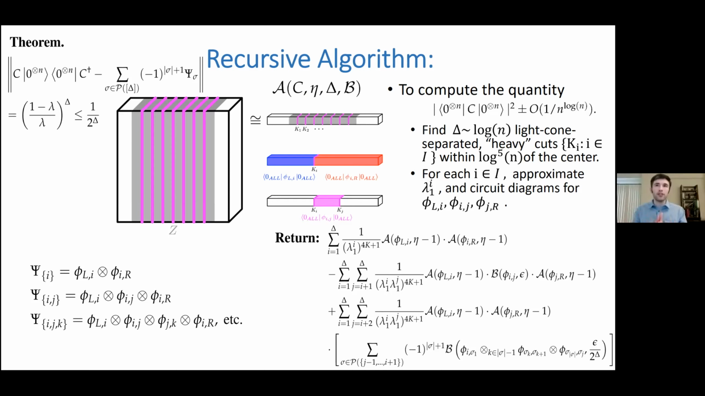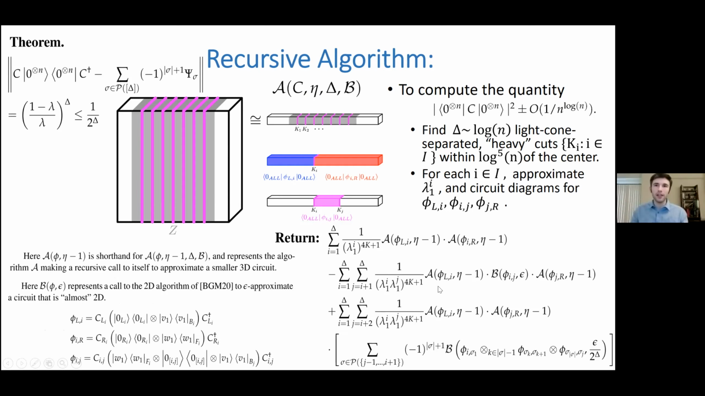So the first step is we find log n light cone separated heavy cuts that are close to the center of the cube. We can do that using the 2D algorithm of Bravyi, Gosset, and Movassagh. The next step is we compute the Schmidt coefficients across those cuts, again with the same algorithm, circuit diagrams for these phis, which I showed how to construct previously. I'll show again. It's okay if you don't understand that. All that matters is their geometrically local constant depth and half the size of the original. And then you just return this quantity, which corresponds directly to this inclusion-exclusion quantity.